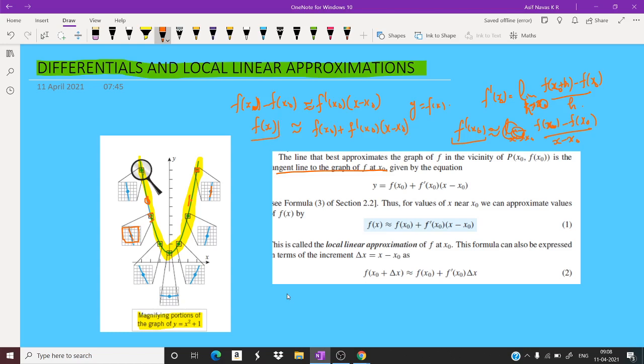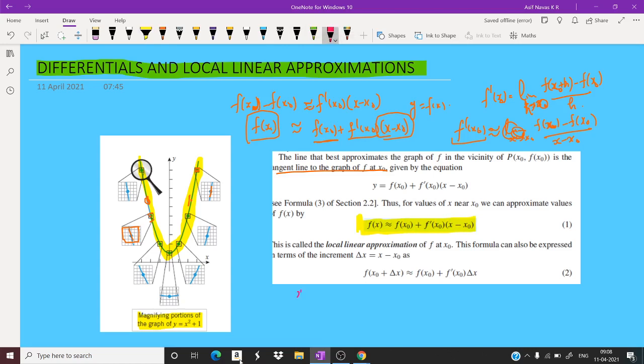So any value nearer to x naught can be approximated by a linear function. This is a linear function. f of x naught is some number, and f dash of x naught is some number, and x minus x naught is one variable, a polynomial of degree 1, right? So any function can be approximated by this. Okay.